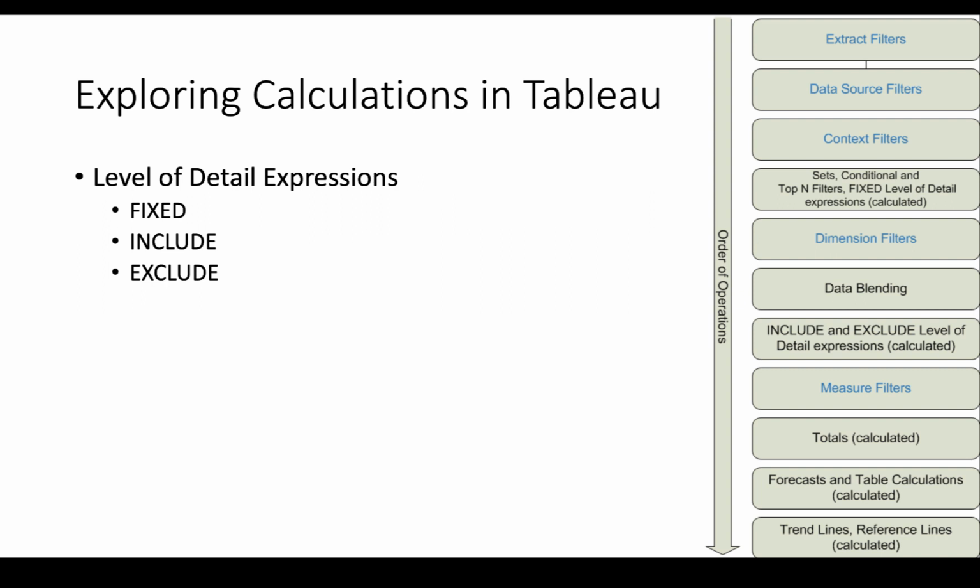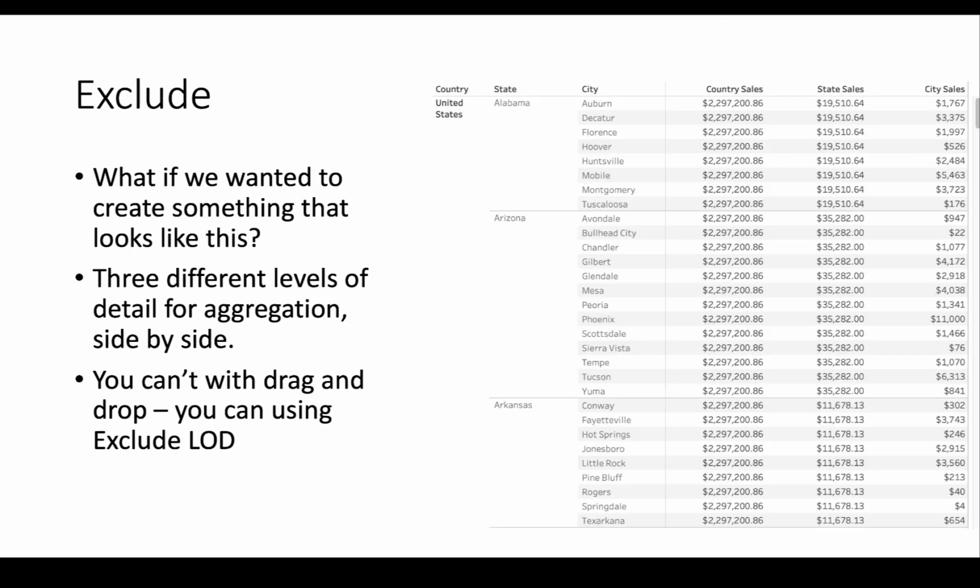Fixed is not. So include and exclude will behave incorrectly if the structure of the visualization doesn't make sense, whereas fixed will always behave the way you expect it to, regardless as to how you've set up the visualization. So what if we wanted to create something that looked like this? It's three different levels of sum of sales. We have the three different levels of sum of sales: country, state, and city.